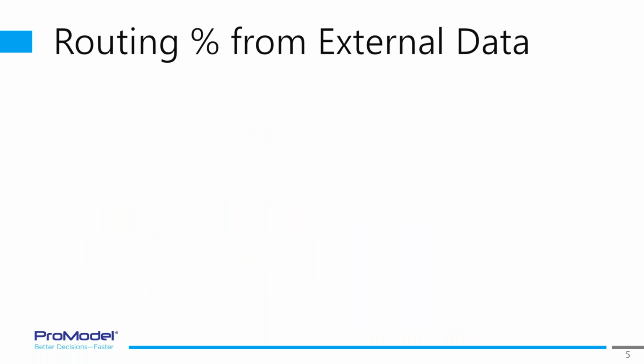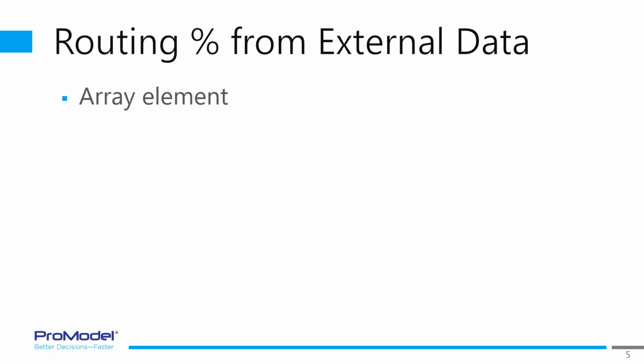The next feature that we implemented was the routing percentage that you can change and modify or initialize from external data. And that external data is coming from an Excel file, in this particular case, through importing into an array. So in this particular case, we opened up the capability to change the percentage routing based on an array and allow an array to be there.